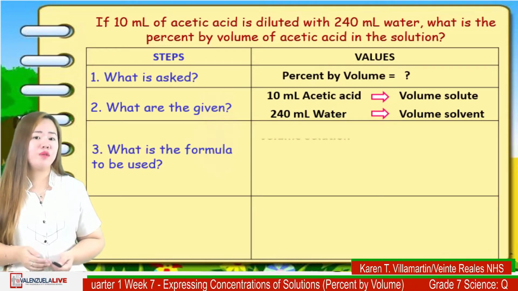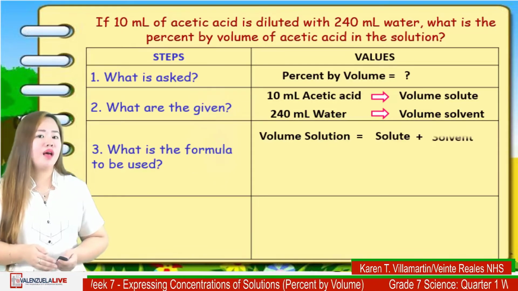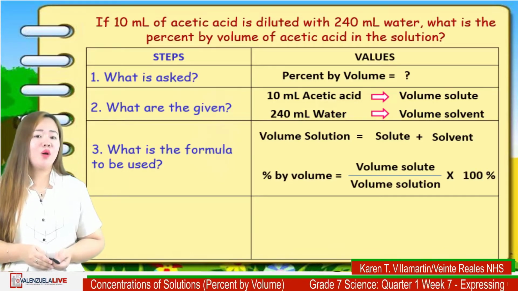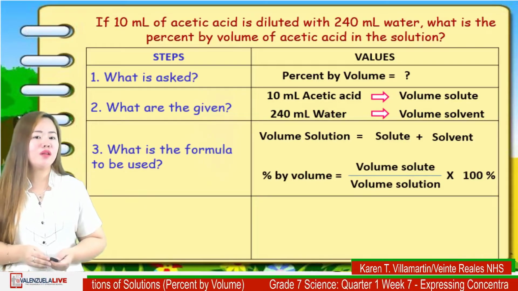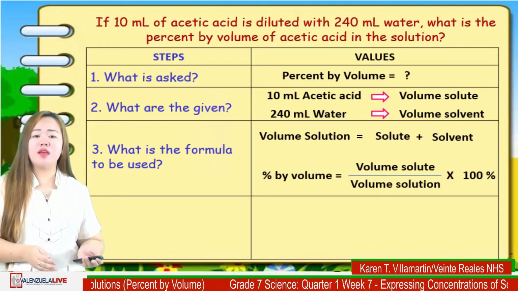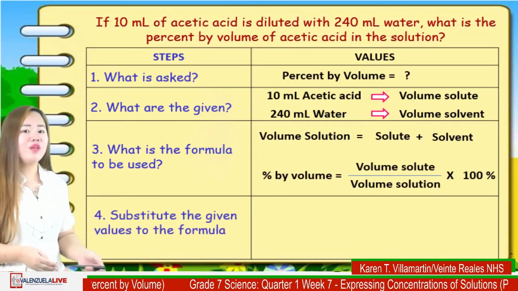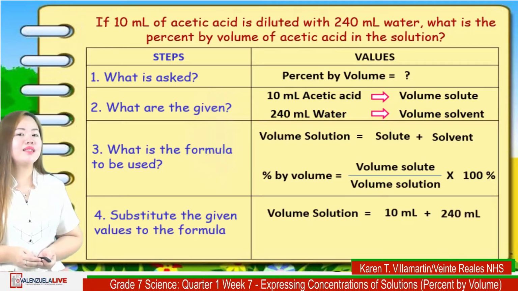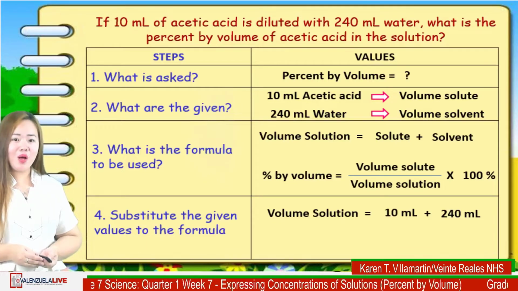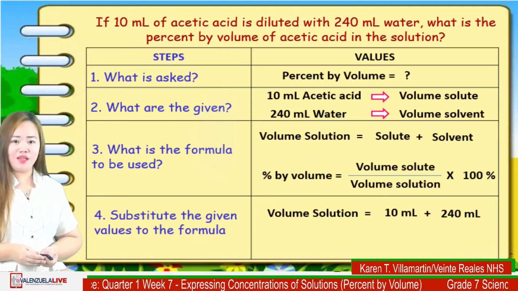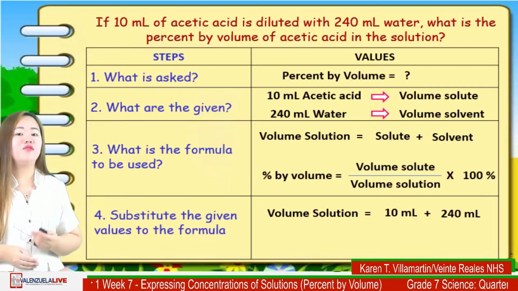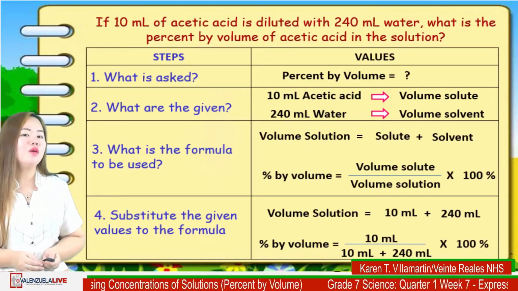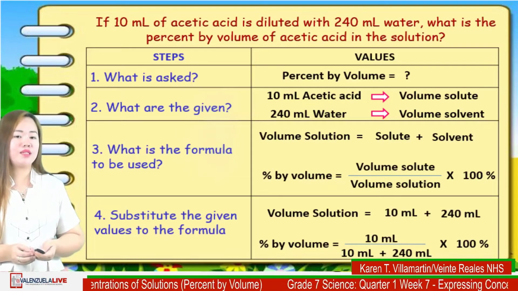We will just simply use the formula solution is equal to solute plus solvent. Then, as we get the volume of solution, we proceed to the general formula, which is percent by volume equals volume solute divided by volume solution times 100%. Now, we substitute all the values. Volume of solution equals 10 ml solute plus 240 ml solvent. Again, why do we need to add 10 ml and 240 ml? Right, because we need to get the volume of solution. So that is 10 ml over 10 ml plus 240 ml times 100%.